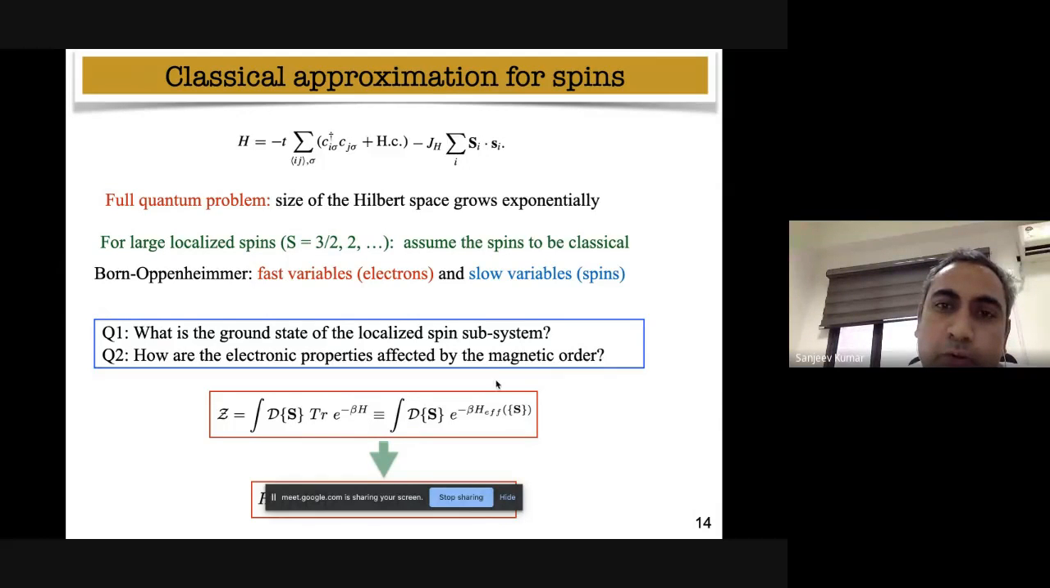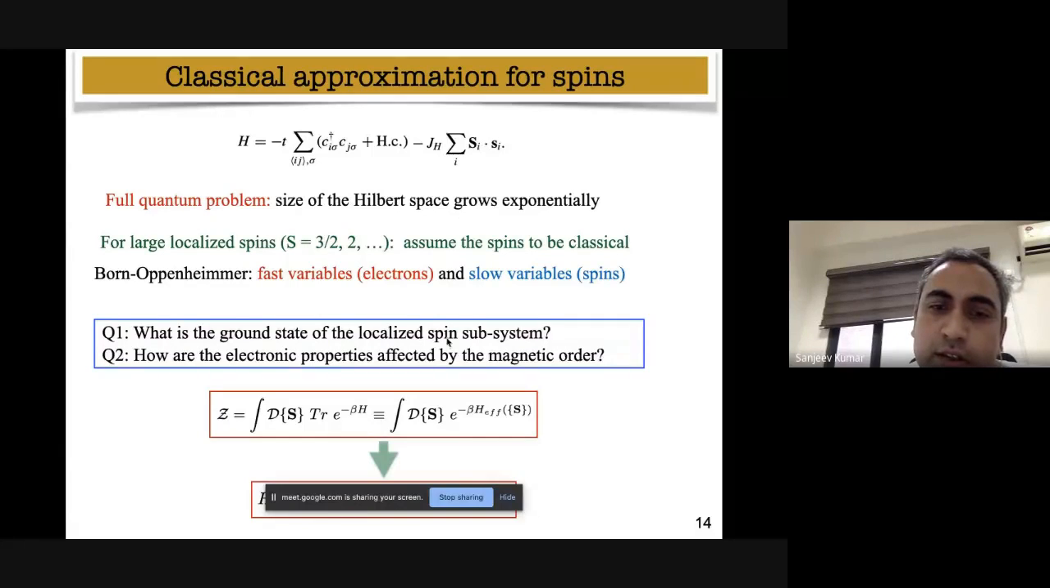A formal answer to these questions is that you can write down the partition function for the full problem, and then you can define an effective Hamiltonian, which formally is defined like this, and using that effective Hamiltonian, you can proceed and answer question number one. Once you have answered question number one, question number two is rather trivial, because question number two essentially is solving the one electron problem in the background of a given magnetic state or magnetic arrangement of these spins.